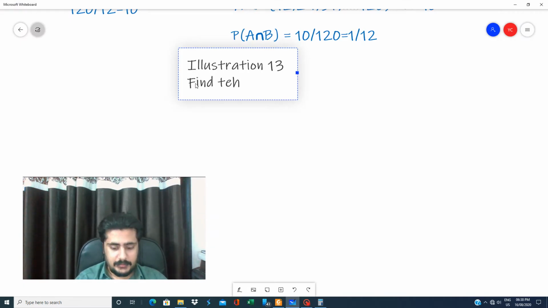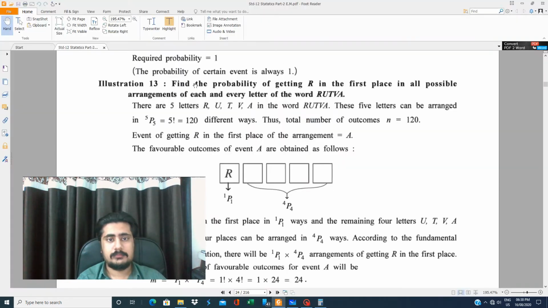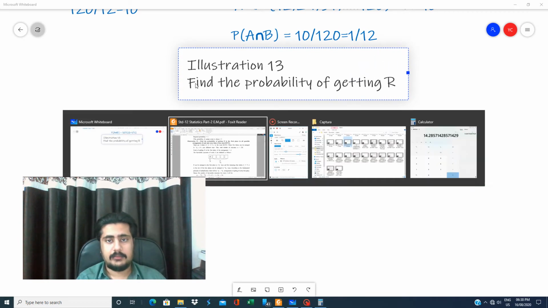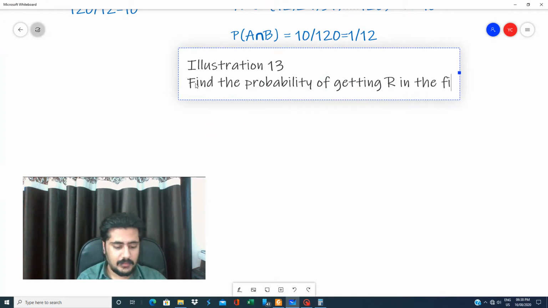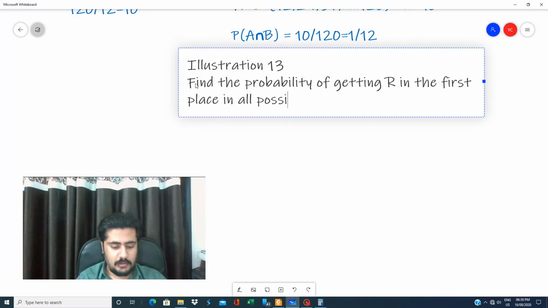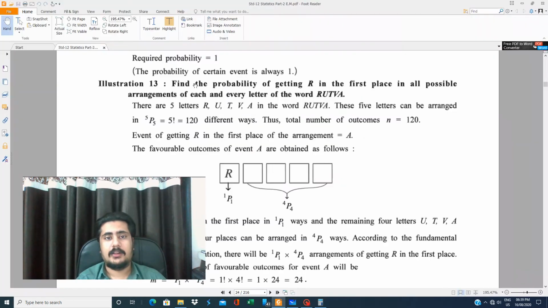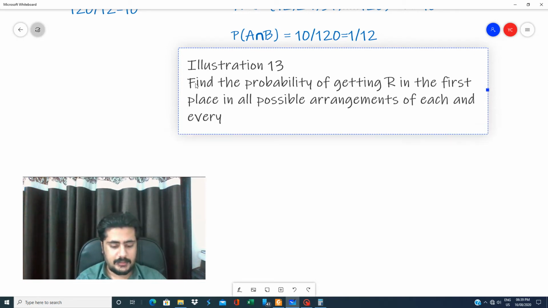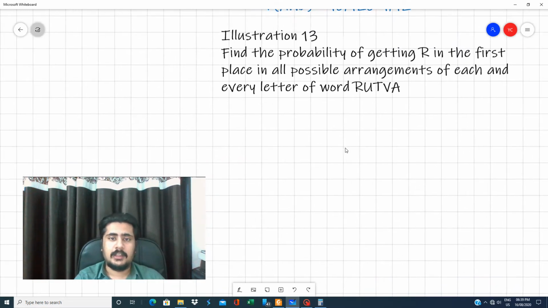Find the probability of getting R in the first place in all possible arrangements of each and every letter of word Rutva. You have to find the probability of getting R in the first place in all possible arrangements of each and every letter of word Rutva.